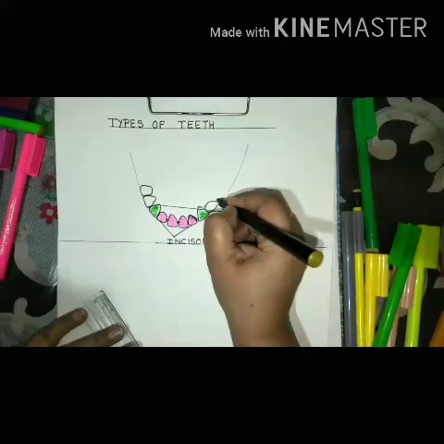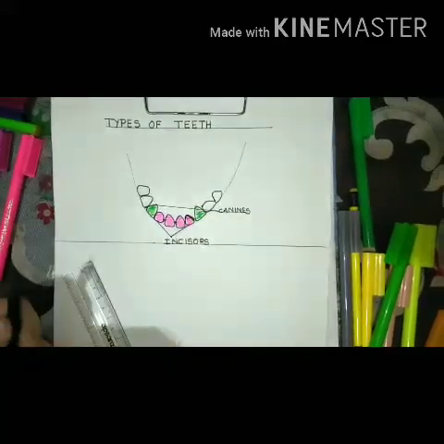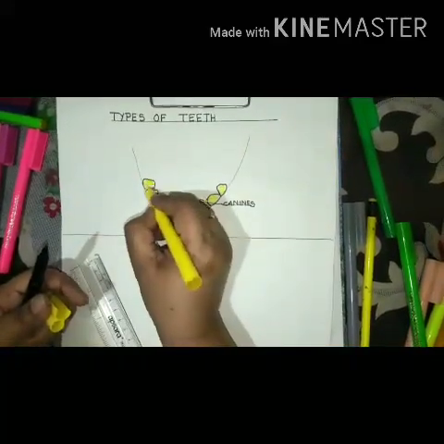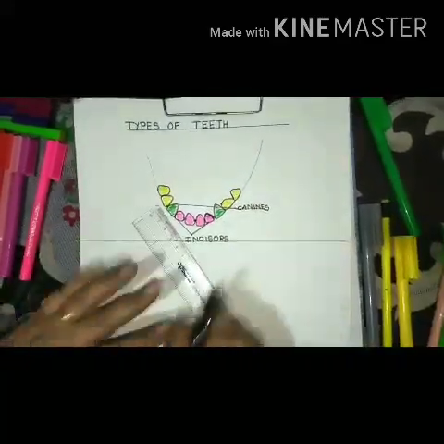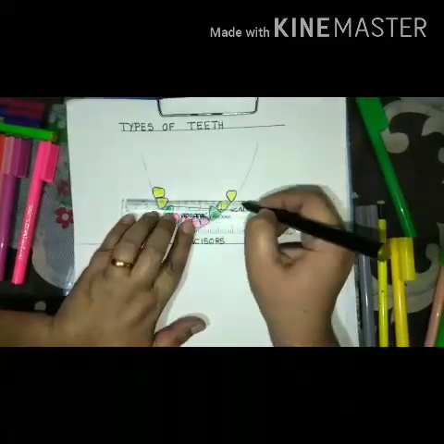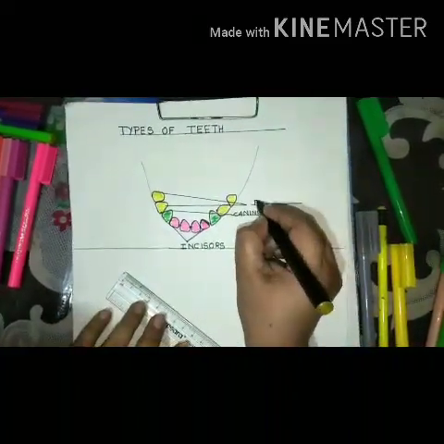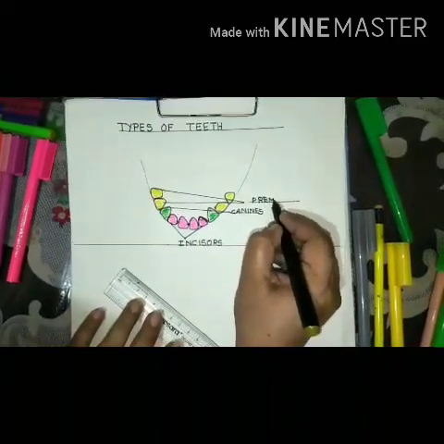in comparison to other teeth. Now here we draw 4 premolars on each side, 2 on each side of the canines. They are known as the crushing teeth. They are flat and wide. They help to crush the food.